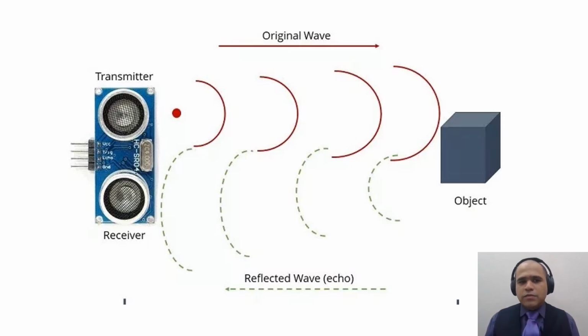One of them is a transmitter which transmits ultrasonic waves. The other one is a receiver which receives the reflected wave back. So when this ultrasonic wave goes and hits the target and comes back, this total duration is directly proportional to the distance between the object and the HC-SR04 ultrasonic sensor module.